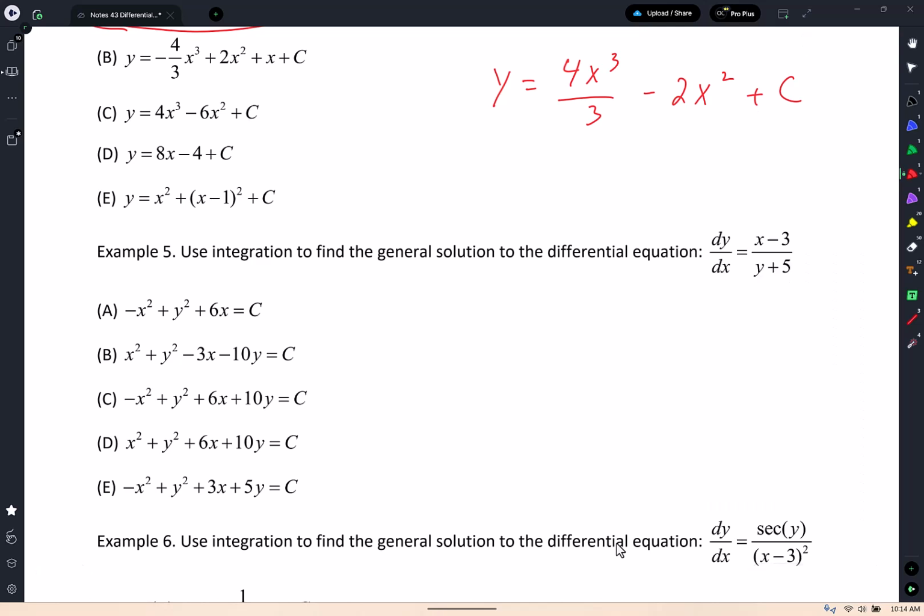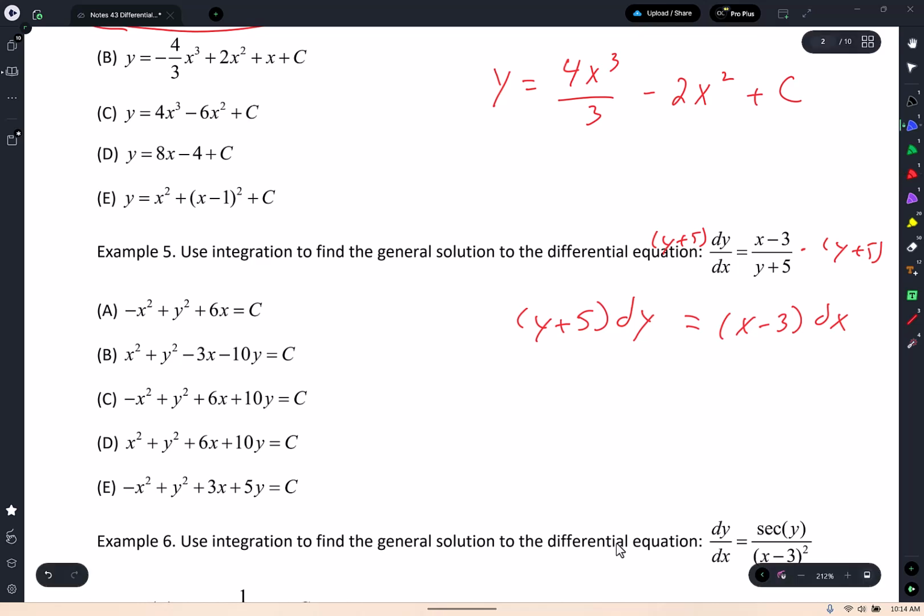Get the y's with the y's, the x's with the x's. So you're going to multiply by y plus 5. Whatever you do to one side, you do to the other. And you're going to multiply by dx and dx. So here it is. It's going to look like this. y plus 5 dy equals x minus 3 dx. If you don't want to put the parentheses, that's fine. It's understandable. Are we still okay?